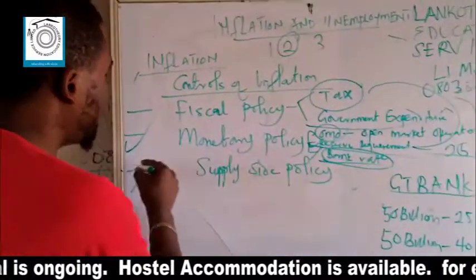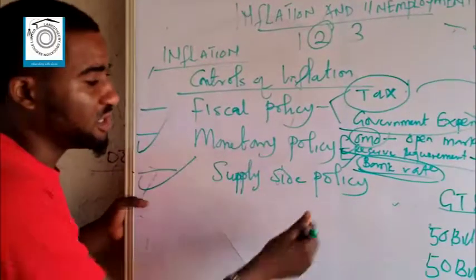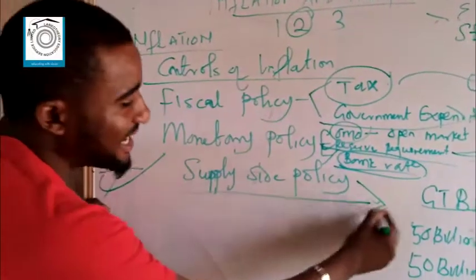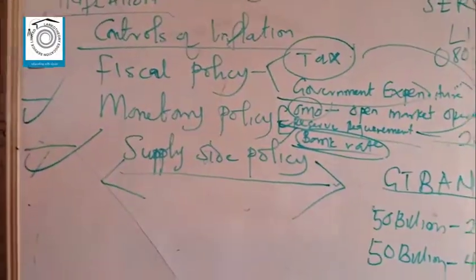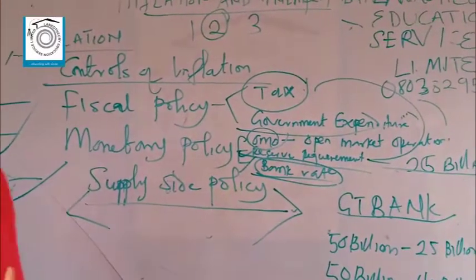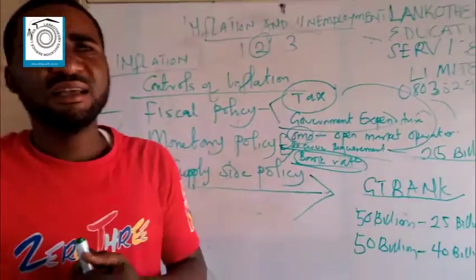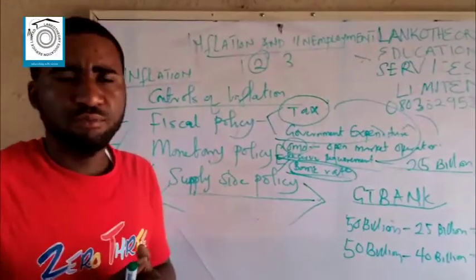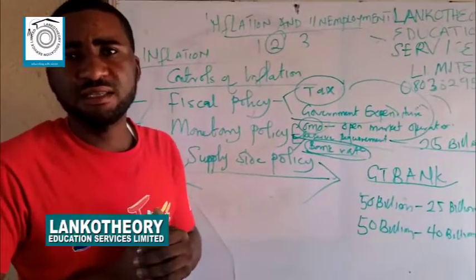Then the third policy or control of inflation is what we call supply side policy. Supply side policy is a lasting solution because it can have effect in the long run.